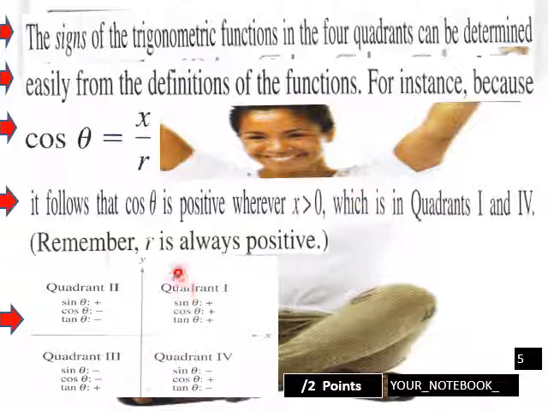And then here is a graphic of quadrant 1: sine is positive, cosine and tan are positive. In quadrant 2, sine would be positive, cosine and tan would be negative. Quadrant 3, sine would be negative, cosine negative, tan would be positive. And then quadrant 4, sine would be negative, cosine would be positive, and tan would be negative.